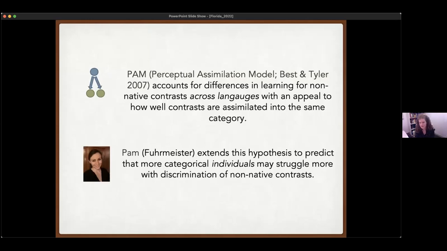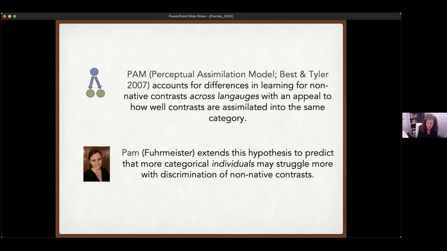This is also PAM. This is my former student, Pam Furmeister, who by coincidence worked with this model a lot. We had a lot of fun with that. But she really was curious about this hypothesis and pushing on it a little bit more. And she said, okay, well, the PAM, the perceptual assimilation model, seems to work across languages, right? Predicts which contrasts are going to be hard for a given language background, but does it work for the individual, right? And the notion here is, if you are a very categorical perceiver, shouldn't you also be someone who is really bad at learning non-native sound contrasts, right? Someone who really finds it even more difficult to tease apart that sound contrast.